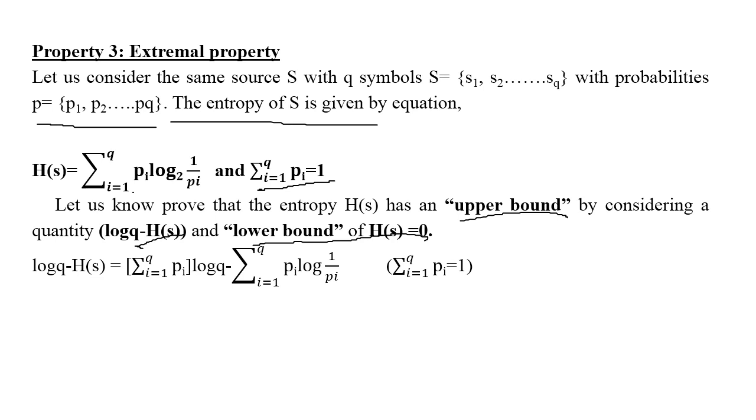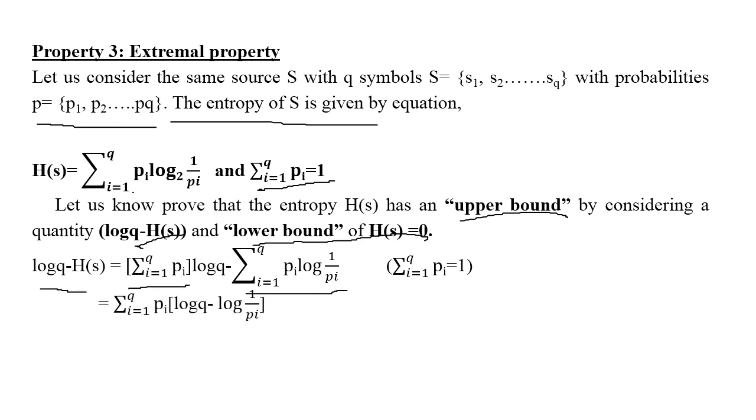We'll start with the upper bound, that is log Q minus H of S. So we'll try to multiply this log Q with 1, which is summation i = 1 to Q of Pi, which is equal to 1, so log Q minus summation i = 1 to Q of Pi log 1 by Pi, which is H of S.